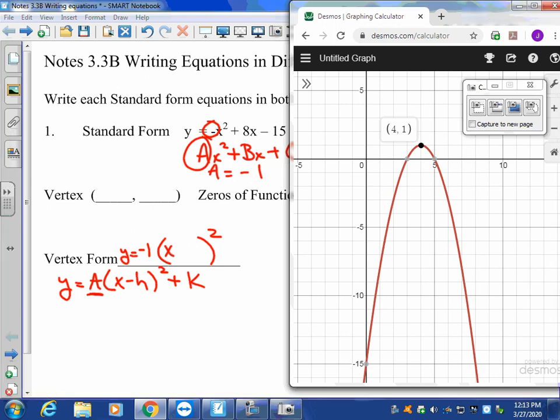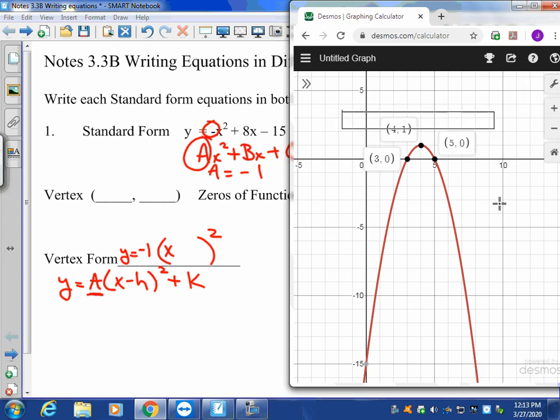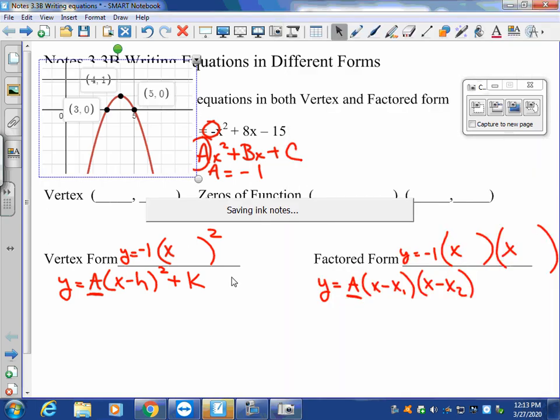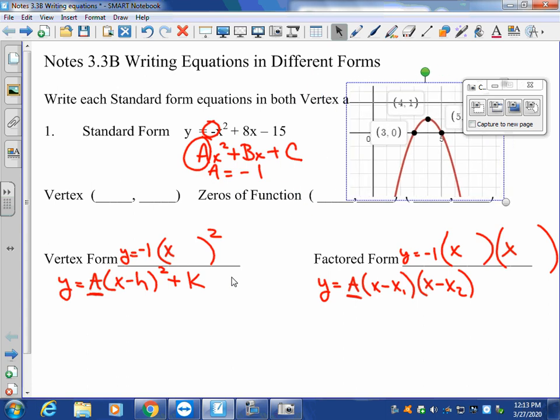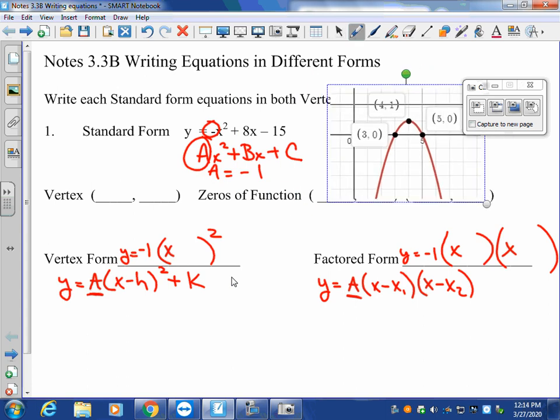Wait a minute. Let me take a picture of this and bring it over because it's so hard to write on the smartboard when I have Desmos up. I can't write on the smartboard. All right, so I'll bring that over here. So first of all, my vertex is at 4, 1.